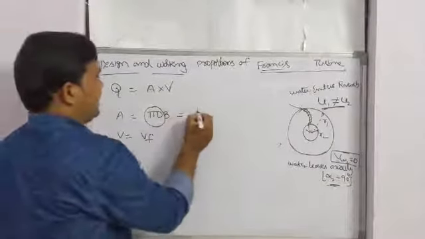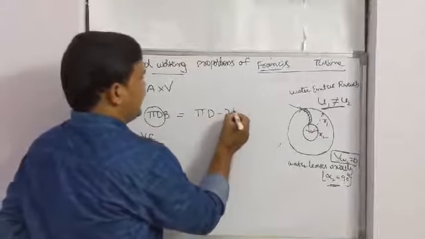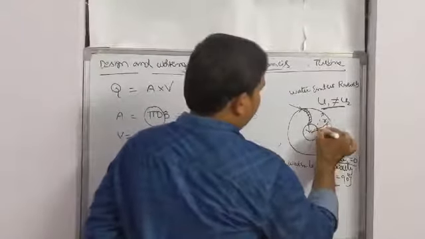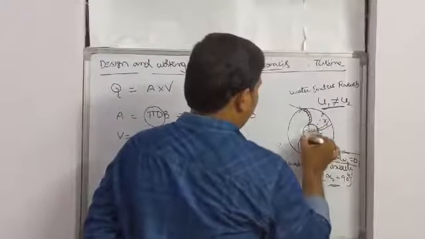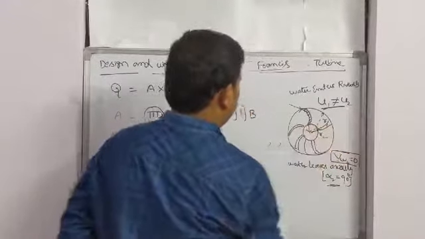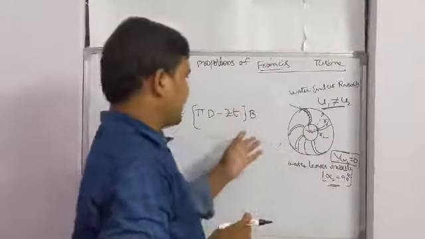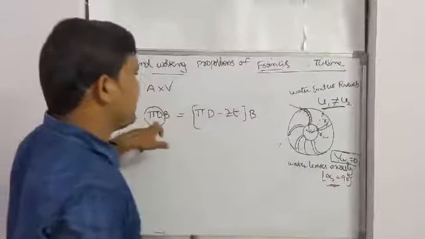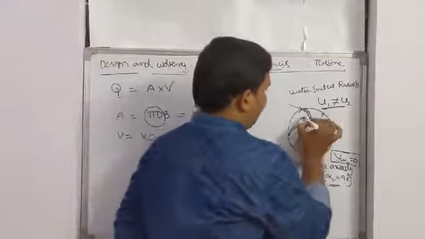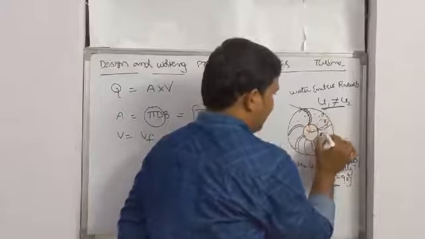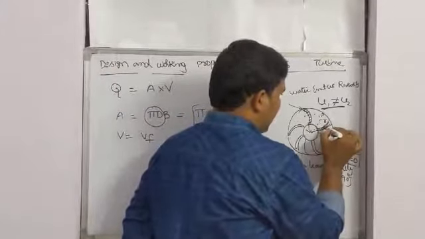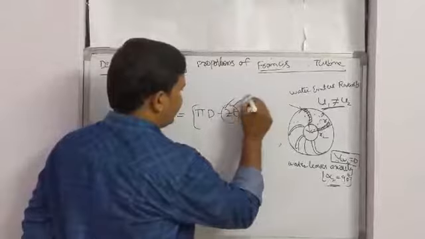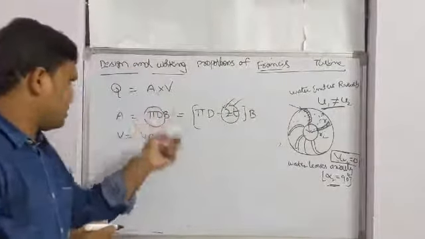For a Francis turbine, it is (pi D minus z t) into B, because in a Francis turbine there are a number of runner blades in the runner. If you assume the entire runner, the water will flow through just pi D into B, but the water occupies the space in between the runner blades, so we remove that area of the blades. The area of the blades is z t: how many blades, and what is the thickness of the blade we consider. Then this is Vf.